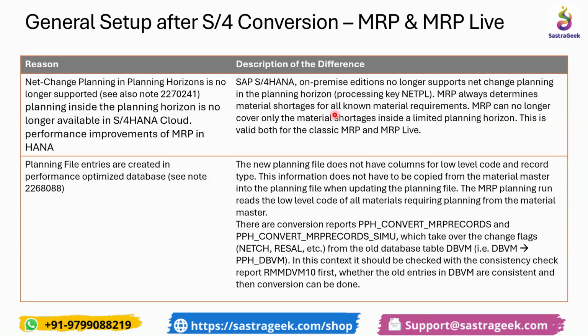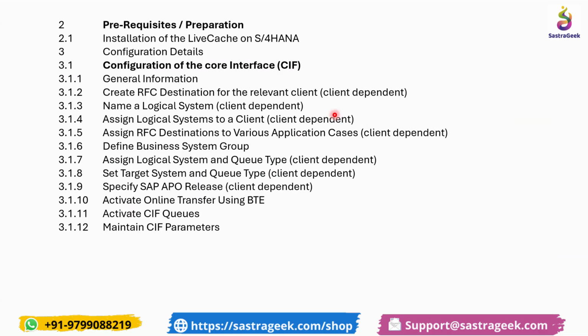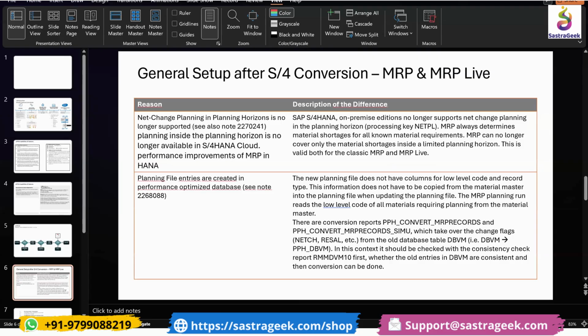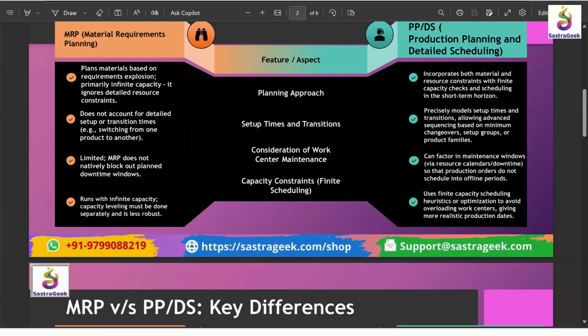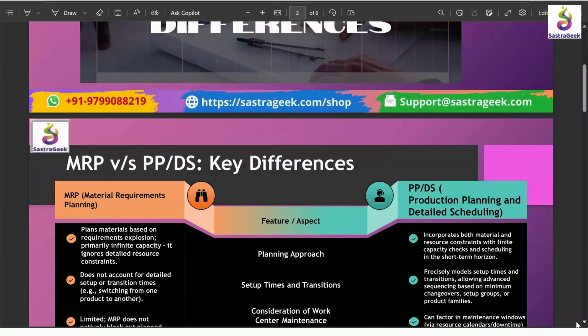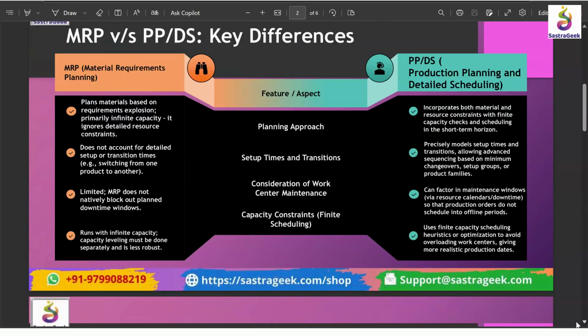Okay, now let me go to a slide where we will talk about the difference between the MRP and the PPDS. What is the key difference basically? As I said earlier, PPDS planning, basically we use for capacity, basically.